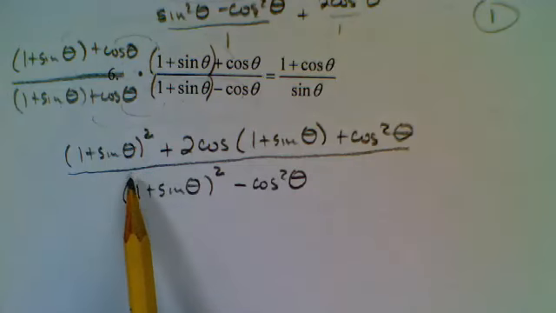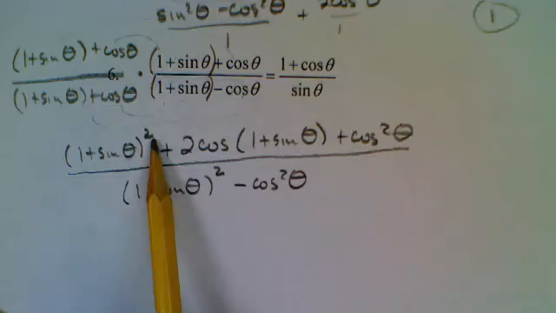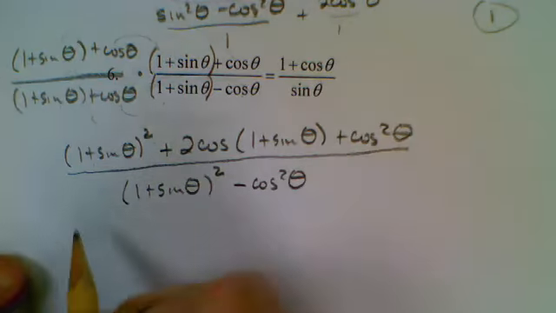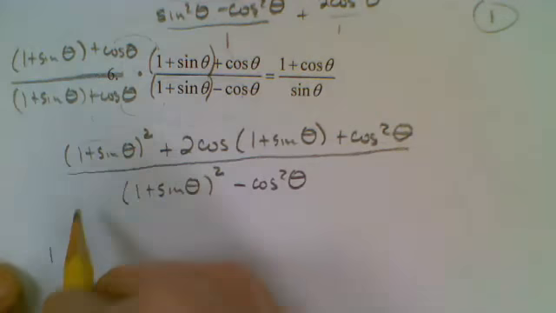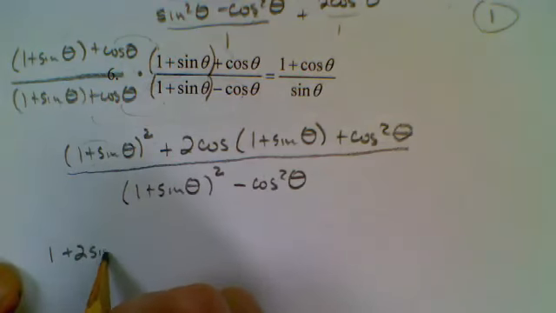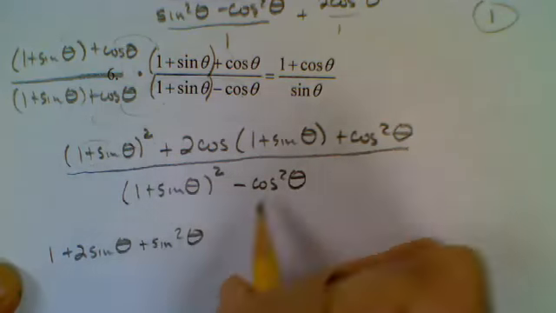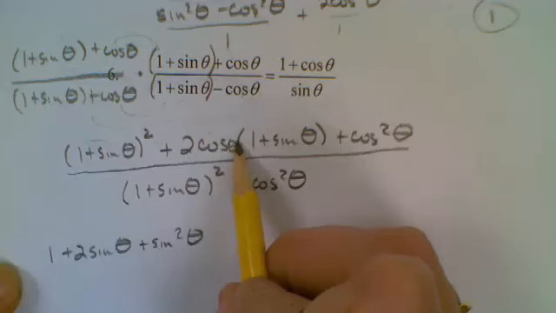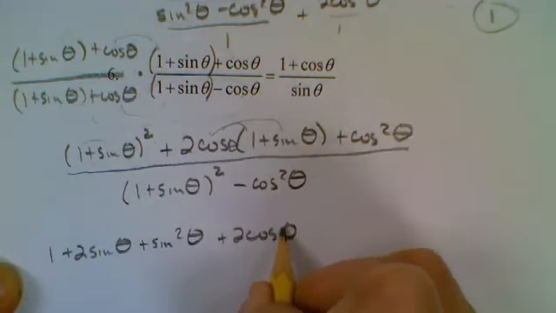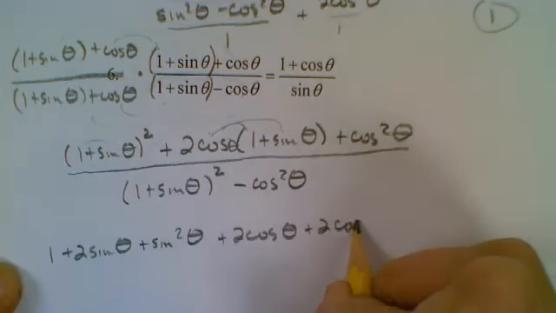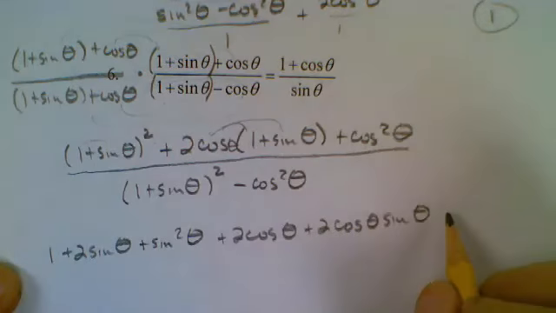Now I do have to do some multiplying. I have to take 1 plus sine times itself. So if you need to, off to the side, figure out what that is, I can do that by thinking of, okay, I'm going to square the first one, my outer and inner product, add them together, I'm going to have 2 sines plus my sine squared. When I distribute this 2 cosine theta, I'm going to get 2 cosine theta plus 2 cosine sine. And then I still have my plus cosine squared.